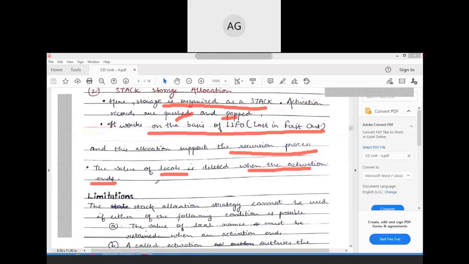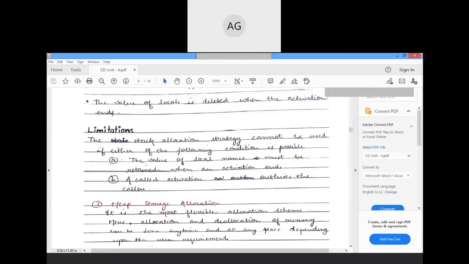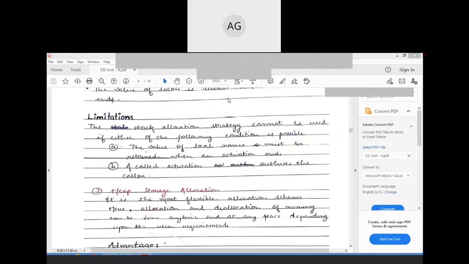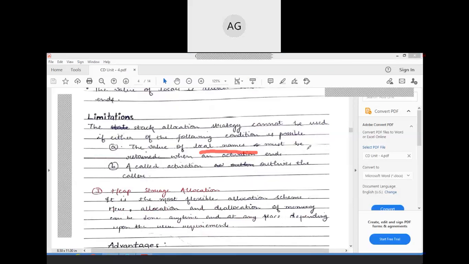Now there are some limitations of this stack storage allocation as well. The stack allocation strategy cannot be used if either of the following conditions is possible. First, the value of local names must be retained when the activation ends. And the second is that the called activation outlives the caller.